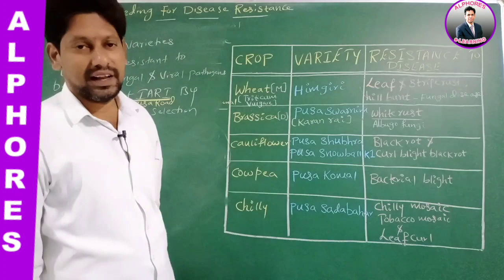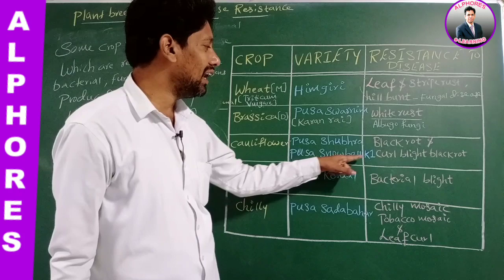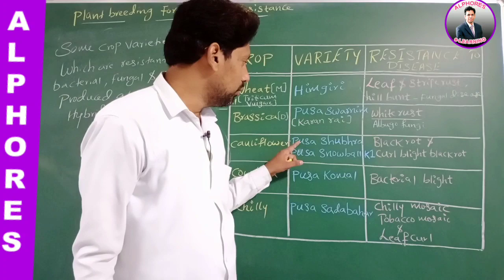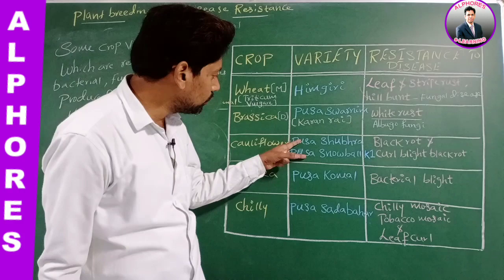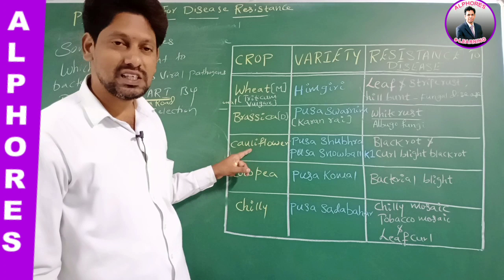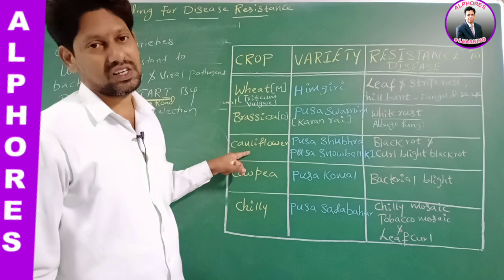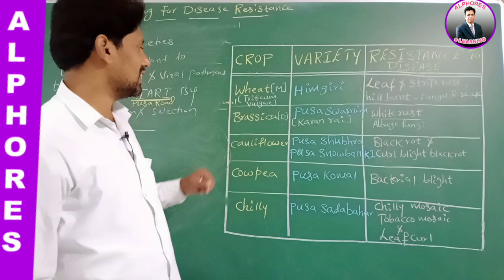Now go for the next one. Pusa Shubhra. The second one is Pusa Snowball K-1. Be careful. Pusa Shubhra and Pusa Snowball K-1 are two varieties of cauliflower. What is the scientific name of cauliflower? Brassica oleracea variety botrytis. It comes under which family? Brassicaceae family. Dicot or monocot? Dicot. Is it okay?